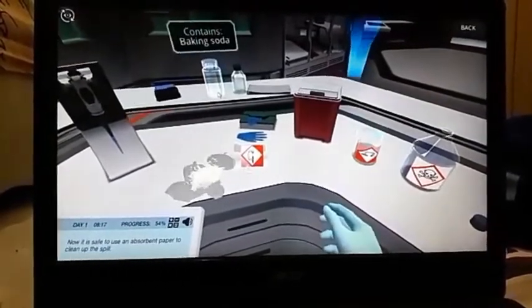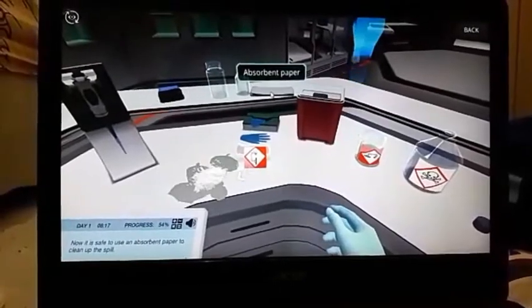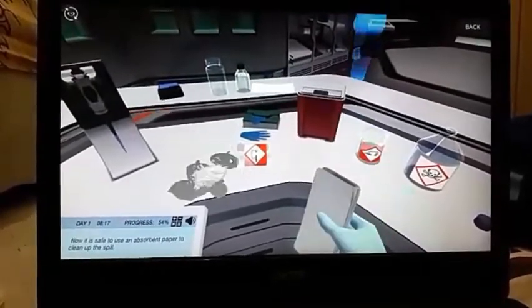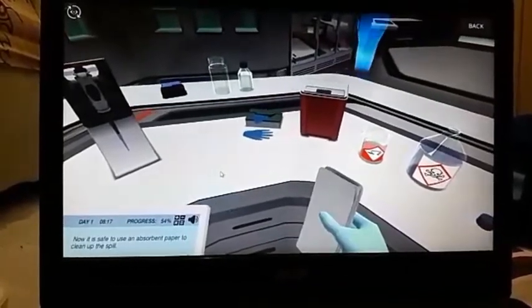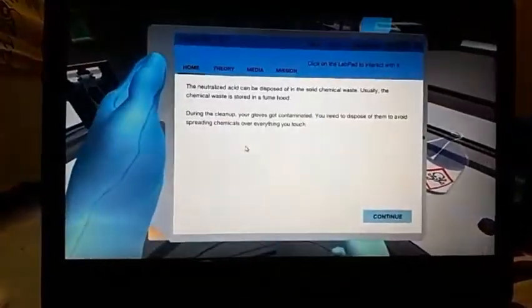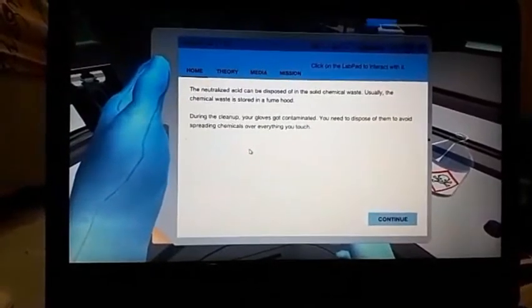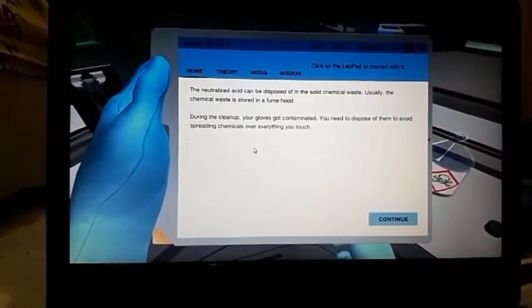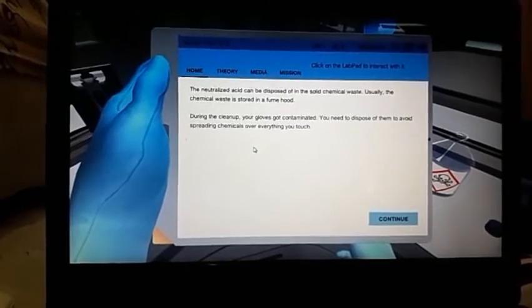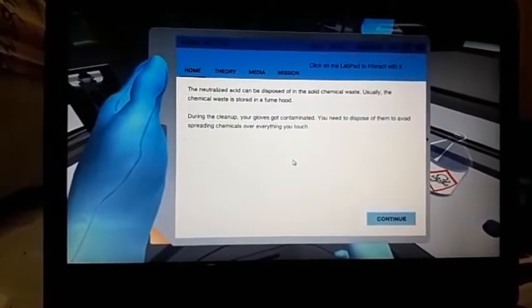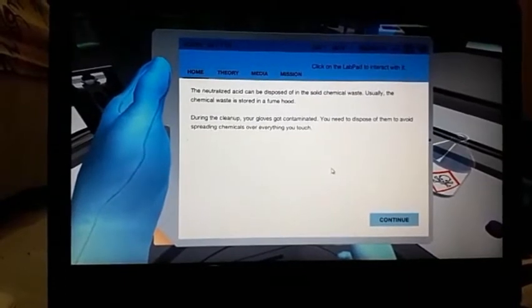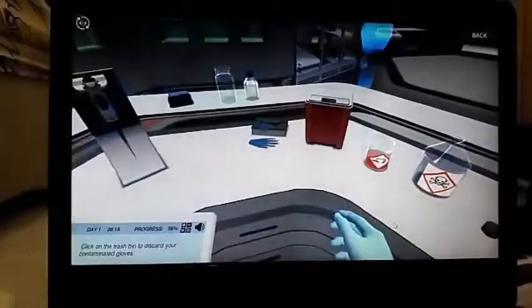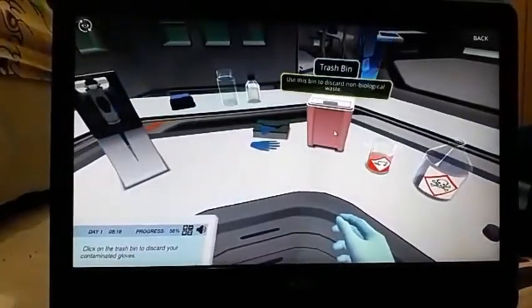Now it is safe to use an absorbent paper to clean up the spill. The neutralized acid can be disposed of in the solid chemical waste. Usually, the chemical waste is stored in a fume hood. During the cleanup, your gloves got contaminated. You need to dispose of them to avoid spreading chemicals over everything you touch. Click on the trash bin to discard your contaminated gloves.